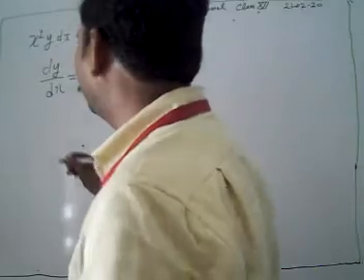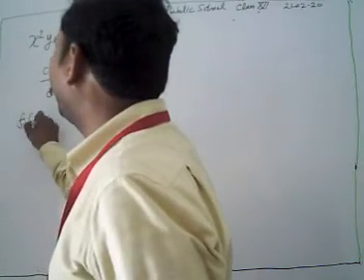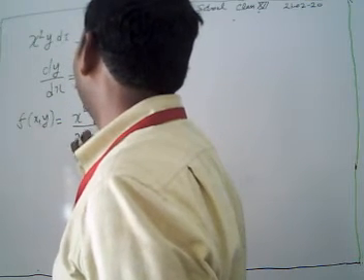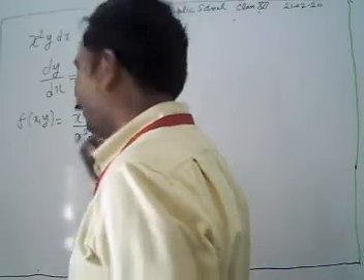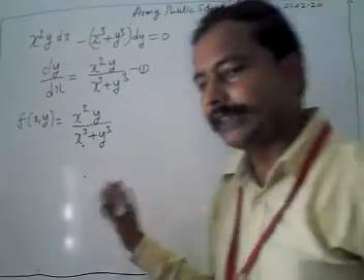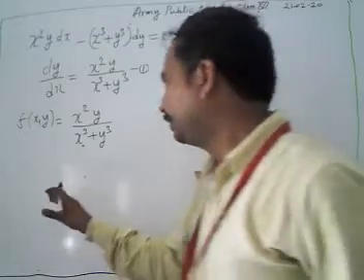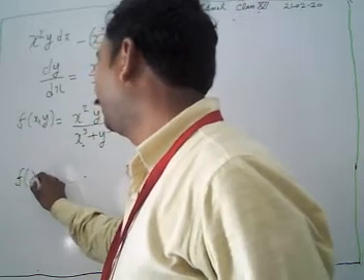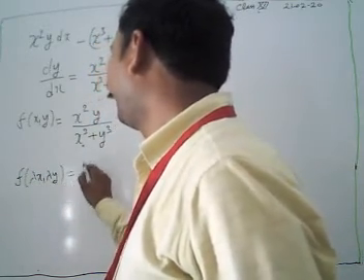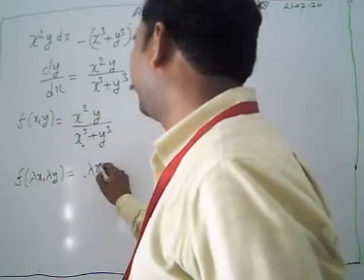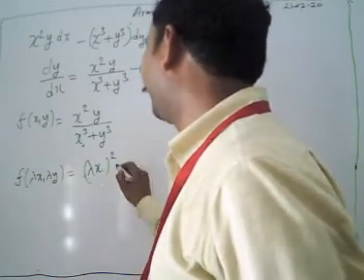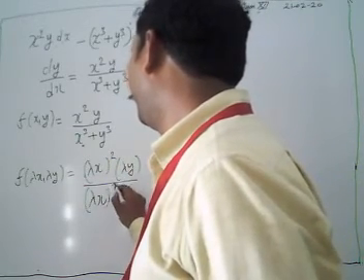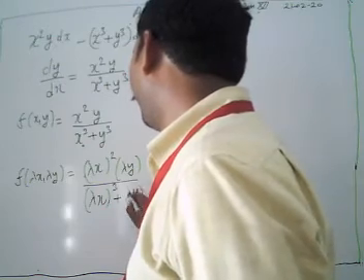To show it is homogeneous, we take the function f(x,y) equal to x square y upon x cube plus y cube. First of all we have to check whether the given equation is homogeneous or not, so we take the function f(x,y) equal to this. Now in this step we take f(lambda x, lambda y): put lambda x in place of x and lambda y in place of y, then we get lambda x cube plus lambda y cube.